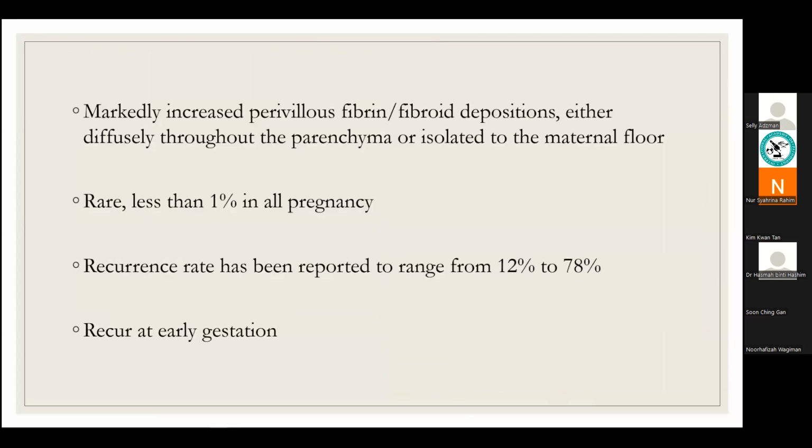Okay. Then it's characterized by markedly increased perivillous fibrin or fibrinoid deposition, either diffusely throughout the parenchyma or isolated to the maternal floor. This is rare. Fortunately, it's rare, less than 1% in all pregnancies, but we must be aware. So far in HKL, during 3 years in HKL, we have found only one.